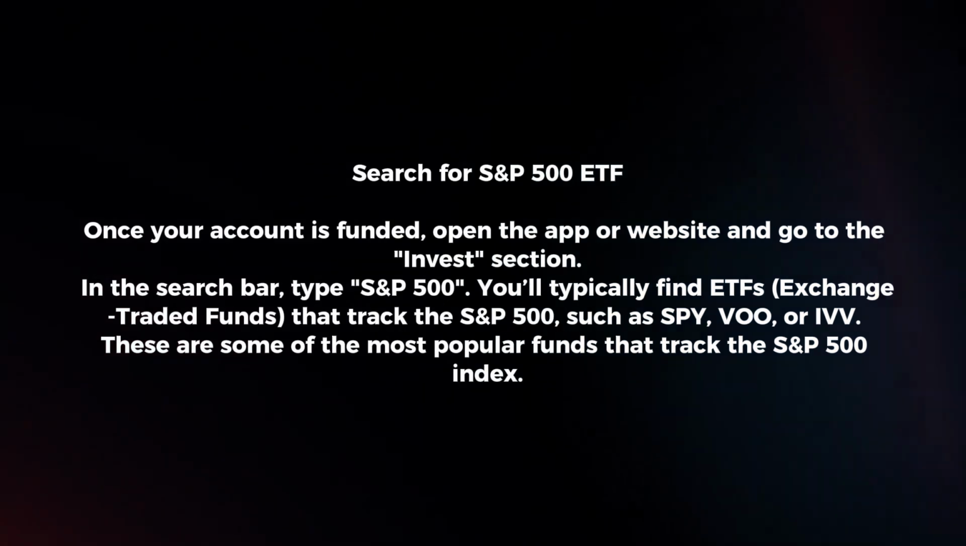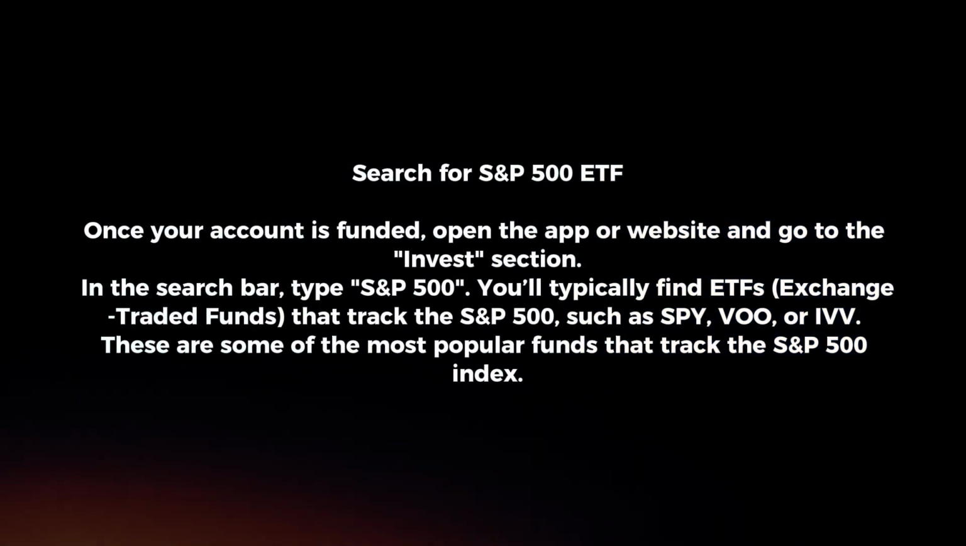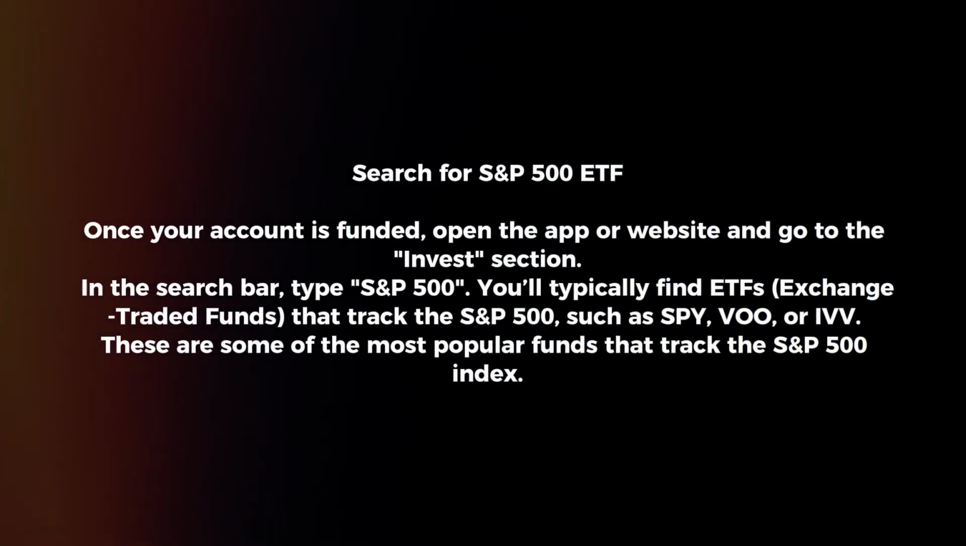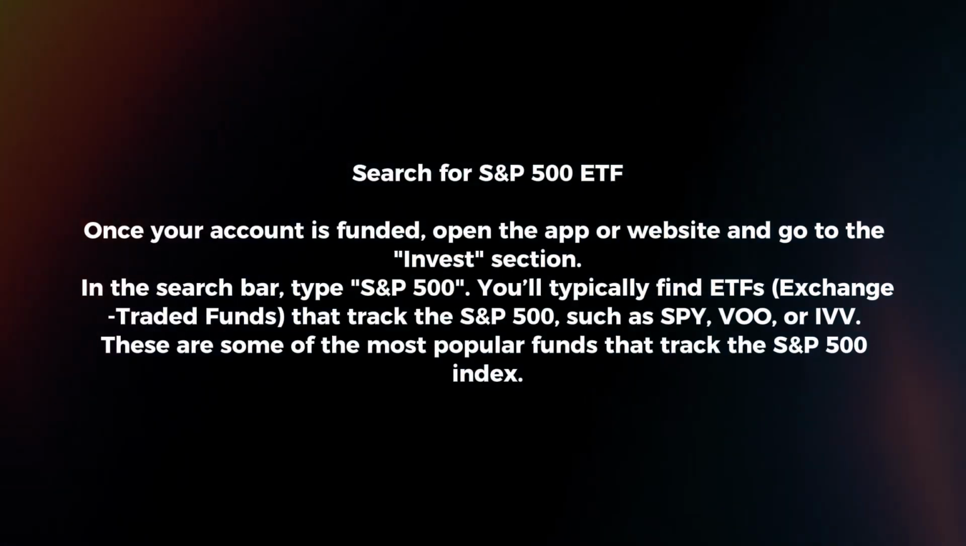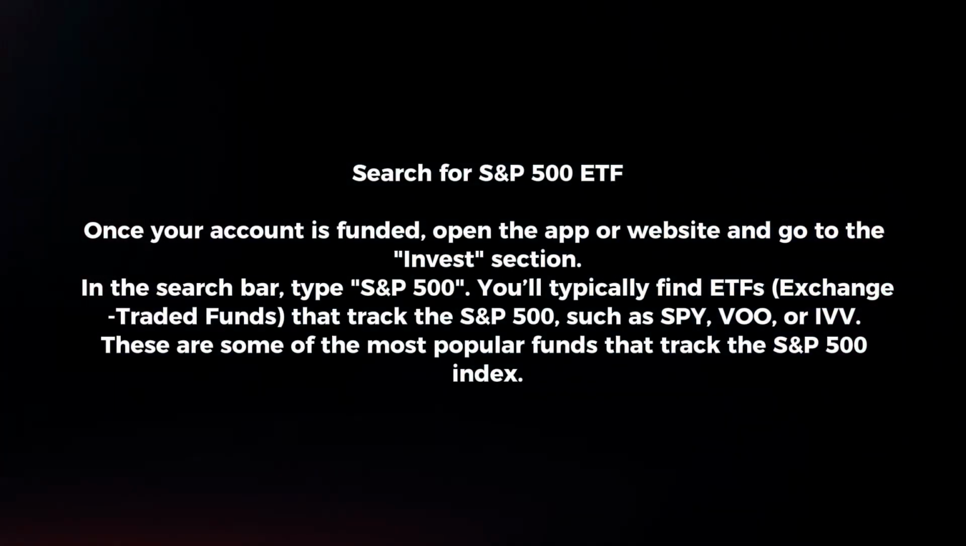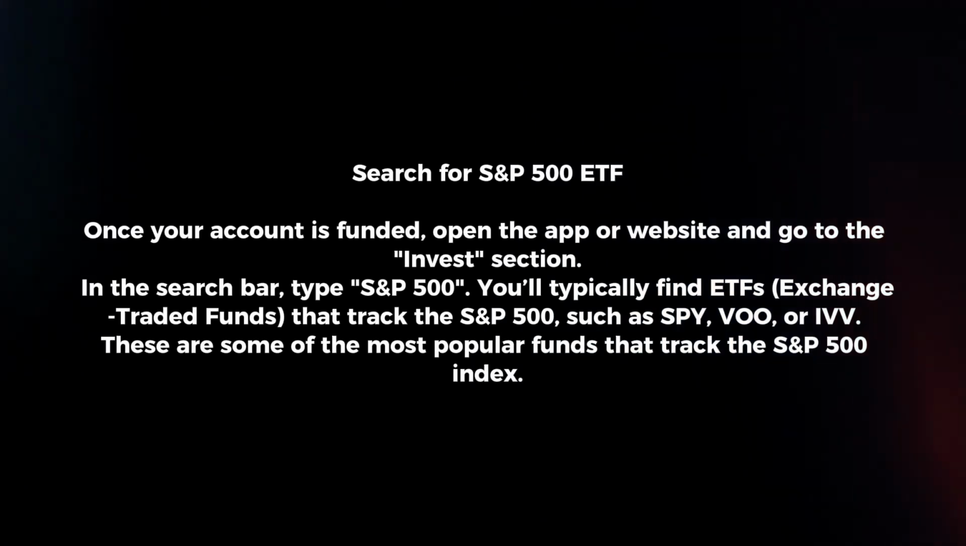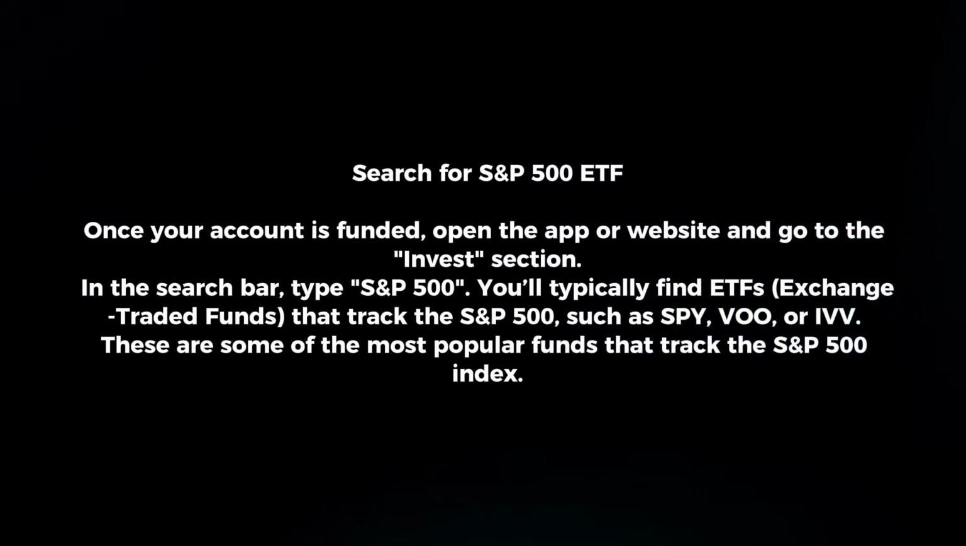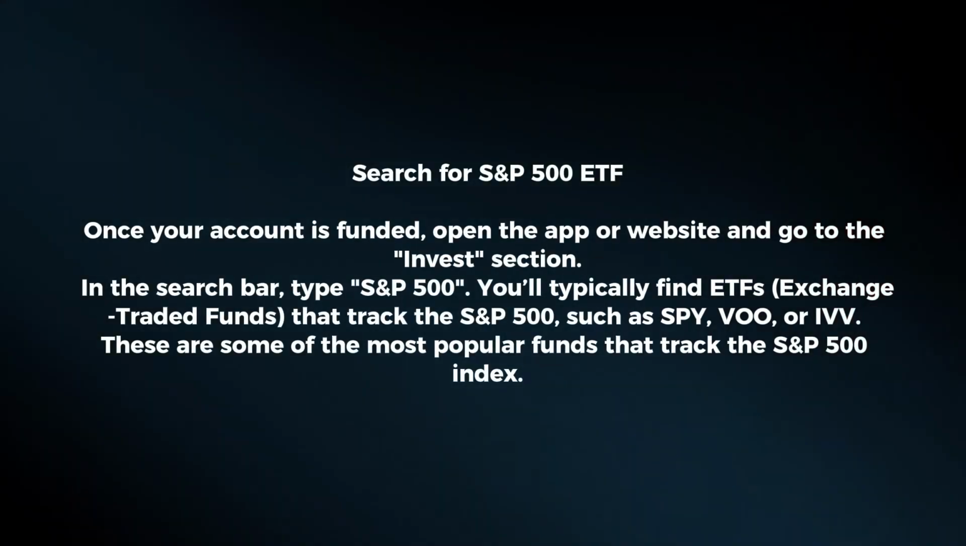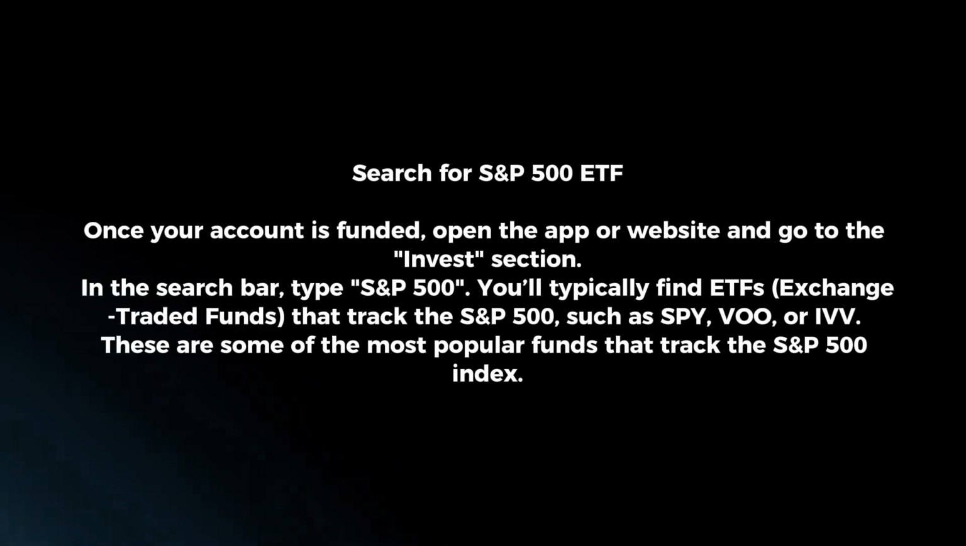Search for S&P 500 ETF. Once your account is funded, open the app or website and go to the Invest section. In the search bar, type S&P 500. You will typically find ETFs that track the S&P 500, such as SPY, VOO, or IVV. These are some of the most popular funds that track the S&P 500 index.